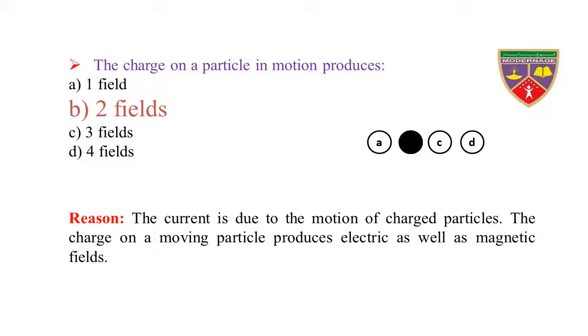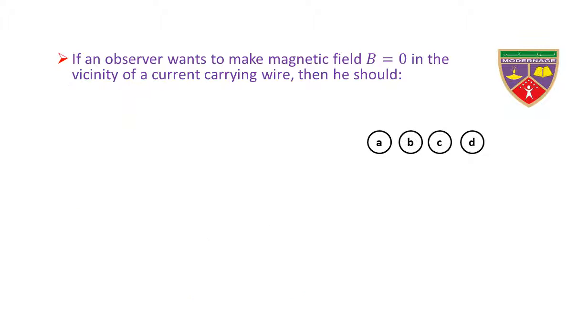Reason. The current is due to the motion of charged particles. The charge on a moving particle produces electric as well as magnetic fields. Hence, a charge in motion produces two fields.